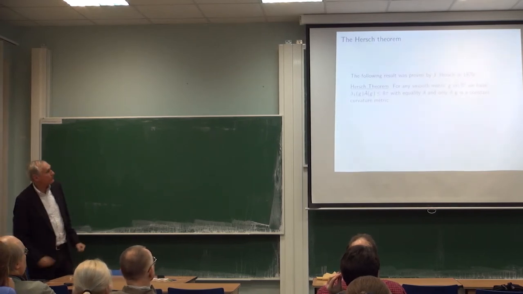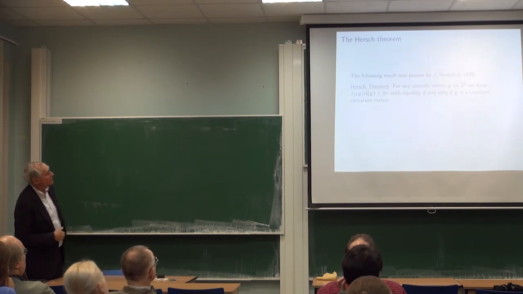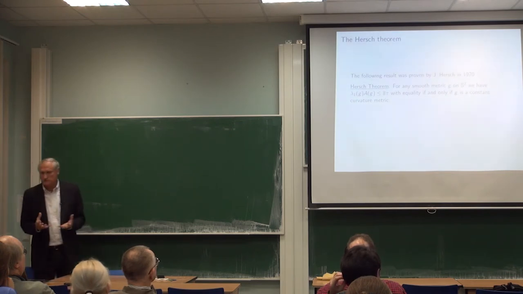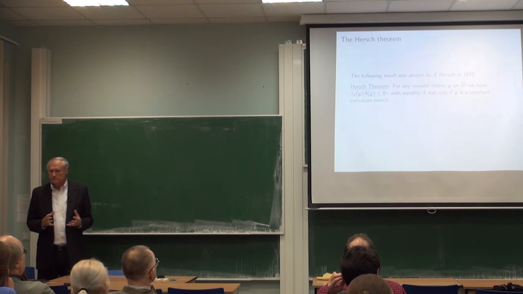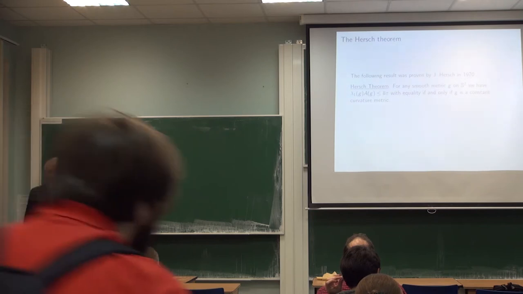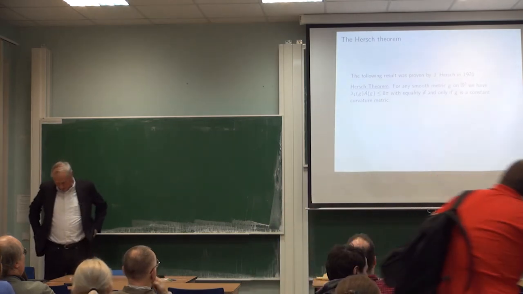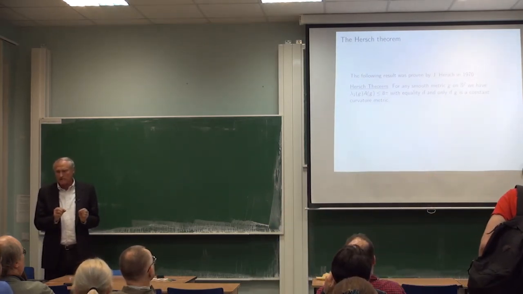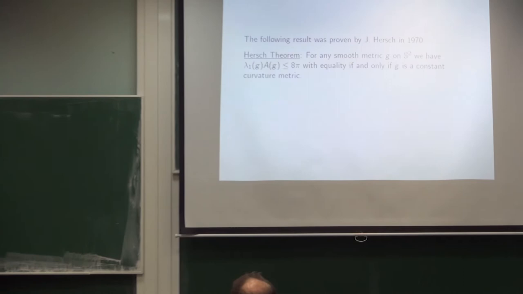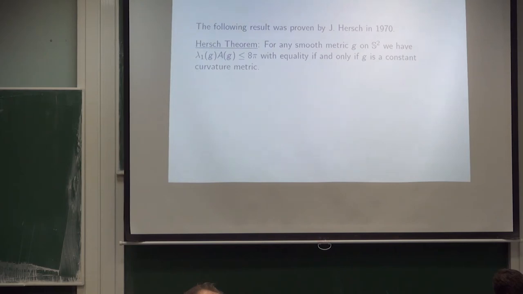The prototype is a theorem that goes back to 1970. It's due to Joseph Hersch, a Swiss mathematician. The theorem is that if you take the standard two-sphere, and choose any smooth metric on the two-sphere, then there's an upper bound on lambda 1, the first non-zero eigenvalue, multiplied by the area. The product of lambda 1 times the area in two dimensions is a dimensionless quantity. If you scale the metric by a factor, the product of lambda 1 times the area doesn't change.